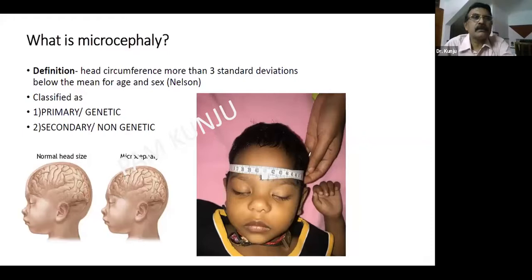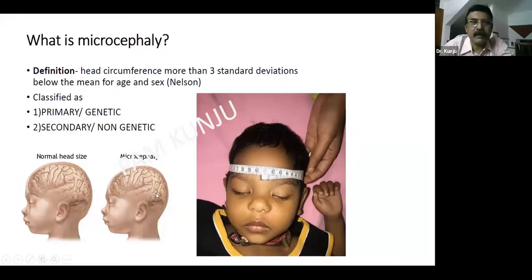So what is microcephaly? All the pediatricians and pediatric residents will know that usually for any statistical purpose we use two standard deviations. But this is one situation where we use more than three standard deviations. That means a head circumference more than three standard deviations below the mean for the age and sex is considered microcephaly.